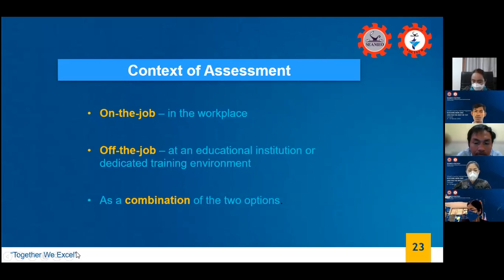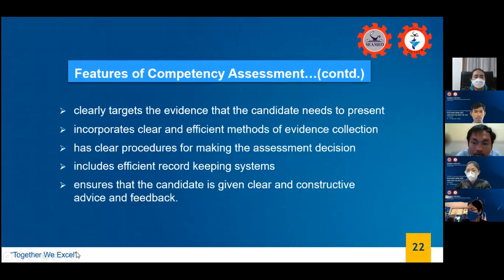Okay, or sometimes your context could also take place in a combination. Either some part of it is done in your classroom, in your laboratory, or some part of it is done in the actual workplace. Now, remember I told you earlier, okay, you see this part here?